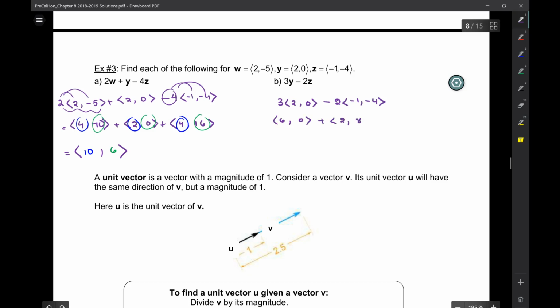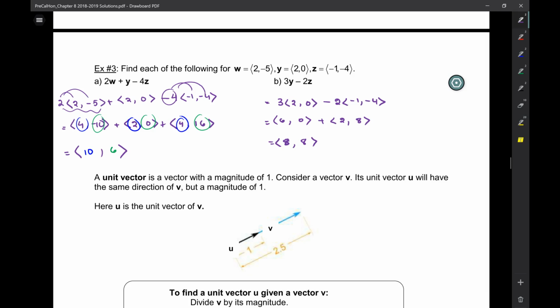Are these all scalar multiplications? So 3 times y is scalar multiplication, and then we're adding or subtracting. Anybody? What do you have? I have an 8, 8. Any other answers? Okay, so I got 8, 8.